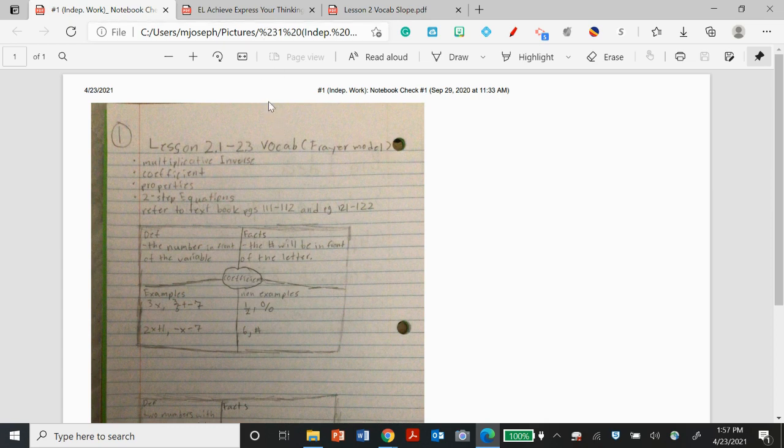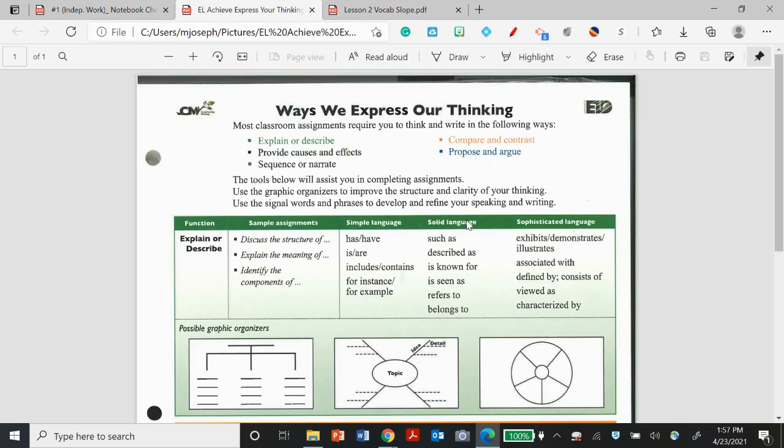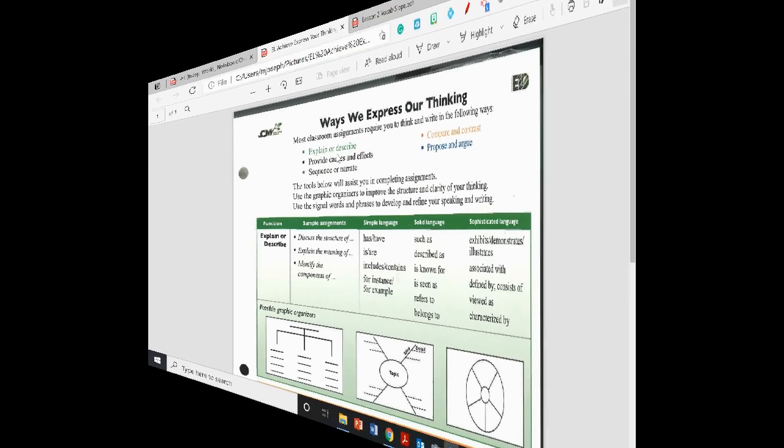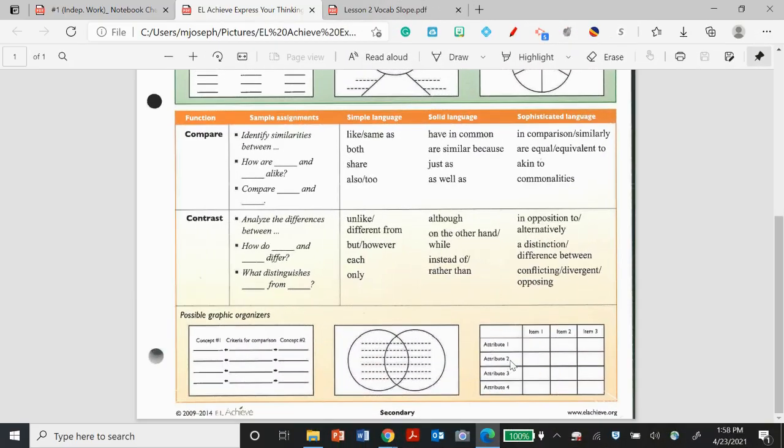Another tool from the EL Achieve that we use in our class would be the ways to express our thinking. We are currently in the process of comparing and contrasting ideas as well as explaining and describing. We will be moving into that topic starting next week. So I will be going to the EL Achieve to grab one of the concept maps to help them be able to describe the difference between a proportional and non-proportional relationship.